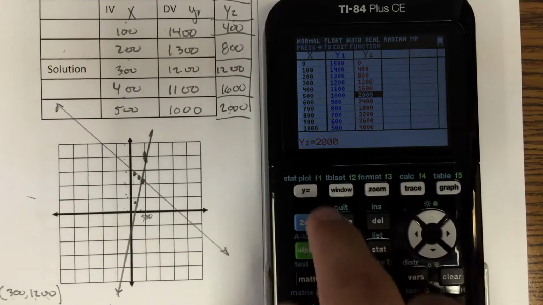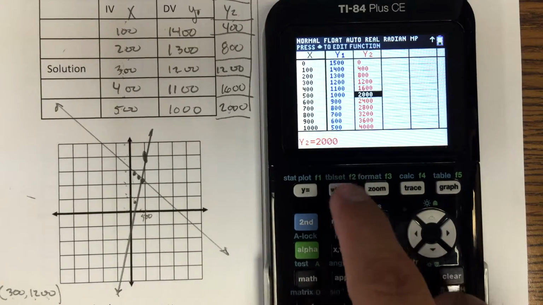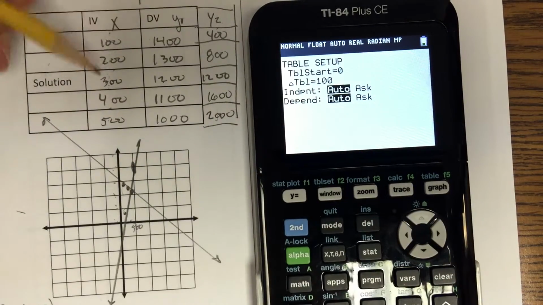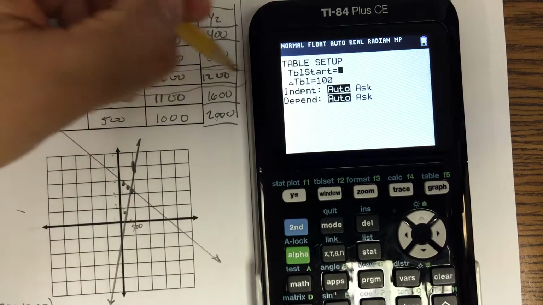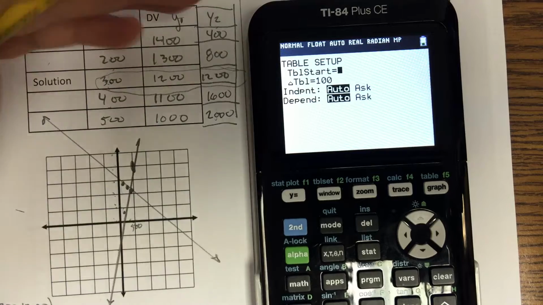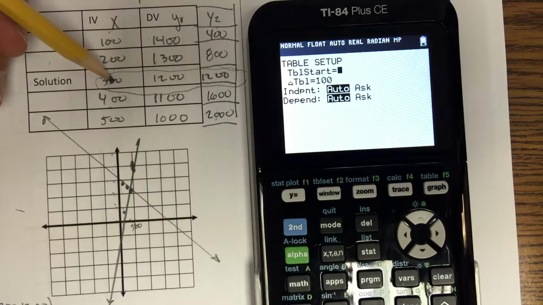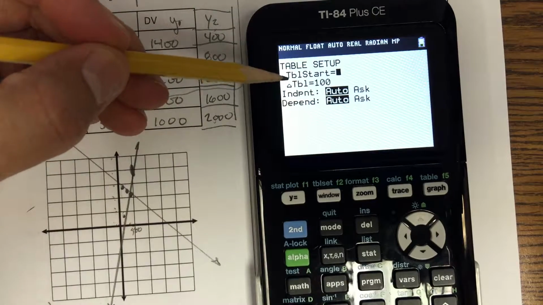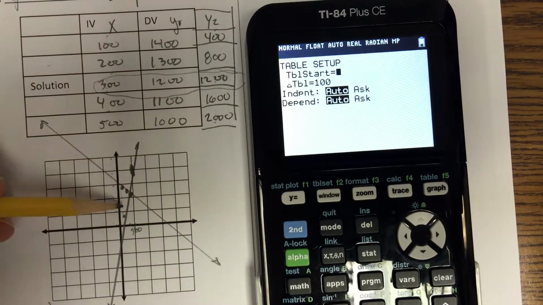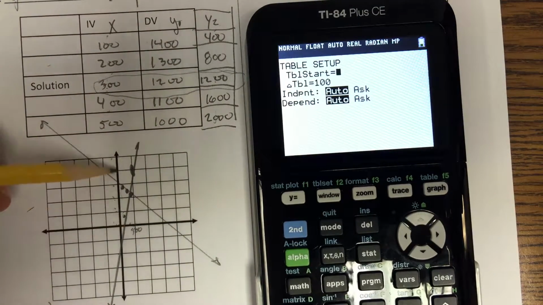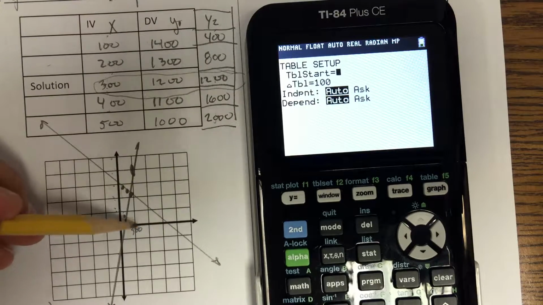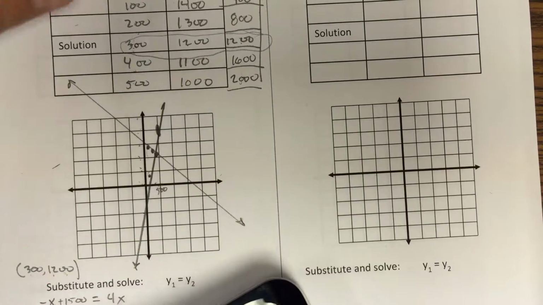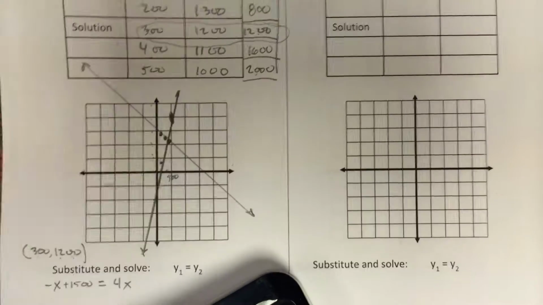So use your table, second table set, to figure out how to look at the table in order to find your solution. This one came out nice and neat, and they should all come out relatively nice and neat by using 100 as the change value, going by 100s. On your scale, you'd have to figure out what your scale is in order for your data to fit, and this scale had to be 500. And now we can come down and do some algebra.